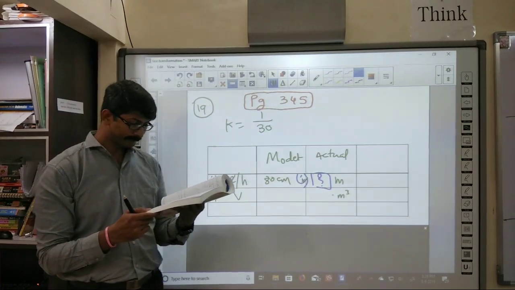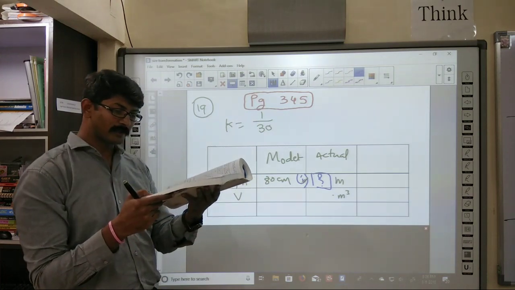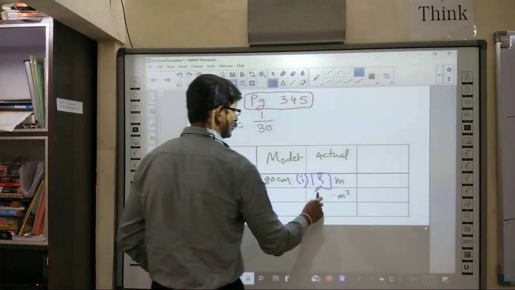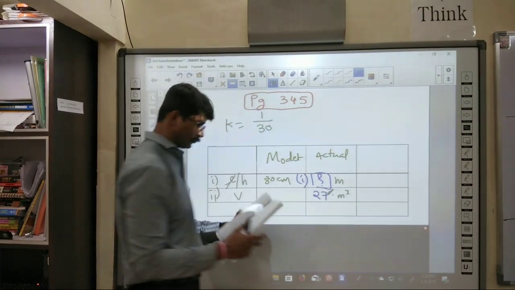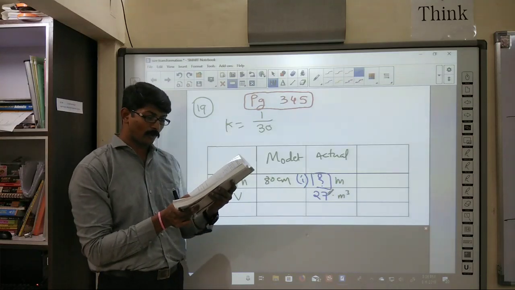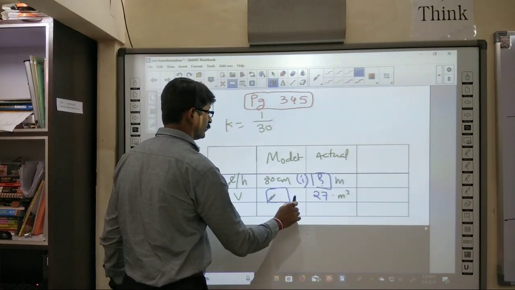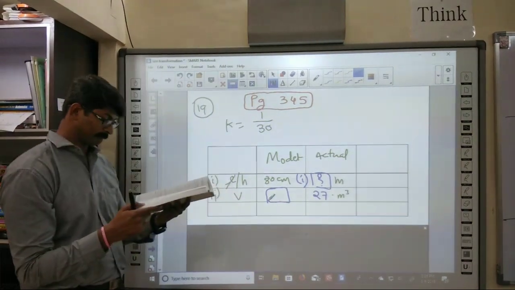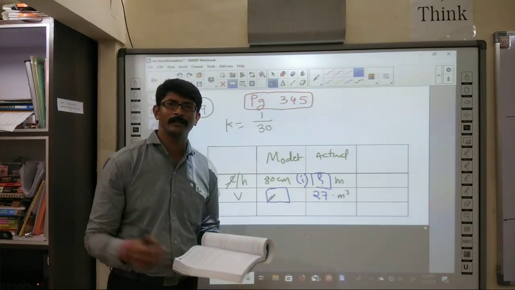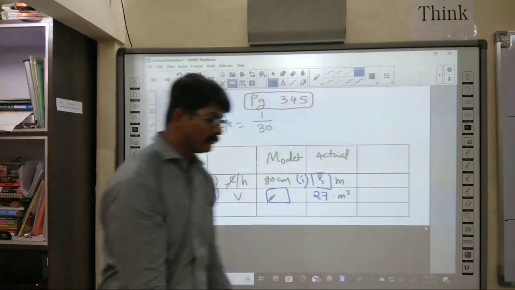And next, if the actual volume of the tank on the top of the building is 27 meter cube, find the volume of the tank on the top of the model. So of the model, it is question mark. Okay, they have not expected any unit, so you can calculate in any unit. Let's see how exactly this sum can be worked out.